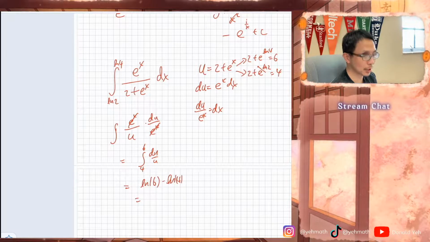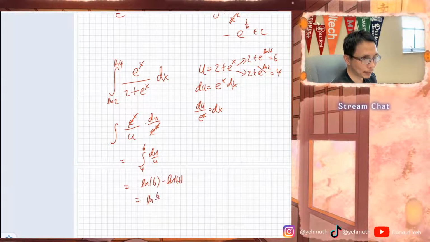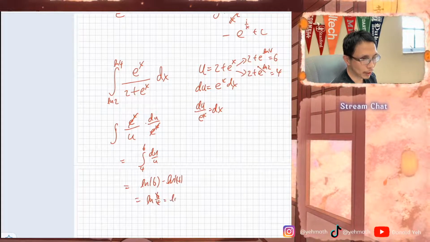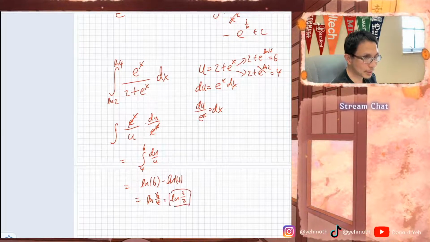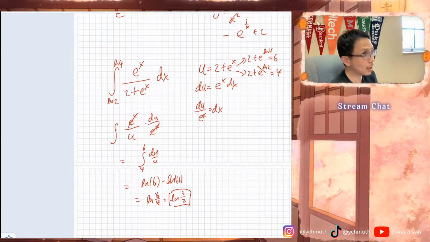Because that's integration. After that, you can simplify it. So it'll be ln of 3 over 2. So that's my final answer. ln of 3 over 2.